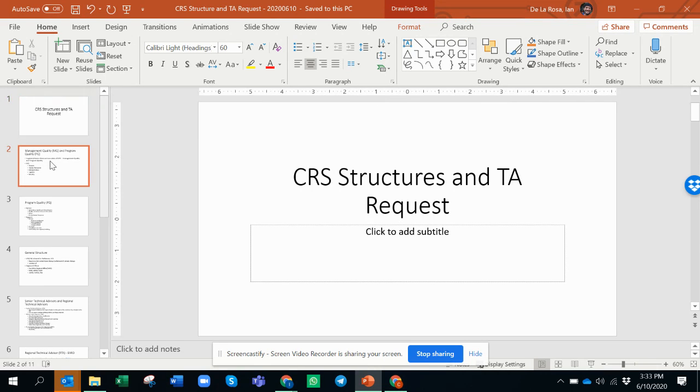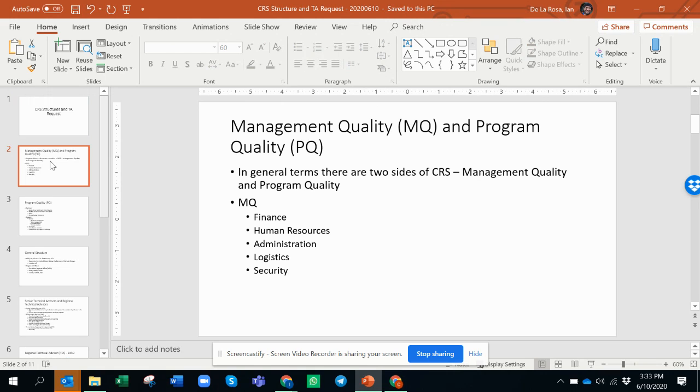First of all, in CRS language, we often use two types of terms. One, we talk about program management quality, and then we talk about program quality. You could think of this as the MEDE versus CSI. CSI would oversee a lot of the program management quality things, like finance, human resources, administration, logistics, security. I know CSI doesn't supervise all these people, but sometimes it's nice to think about what side of the organization you're looking at.